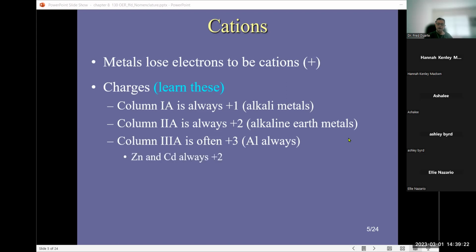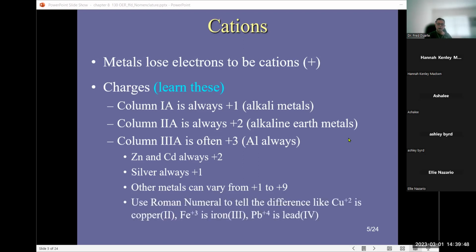Zinc and cadmium always have a +2. Silver always has a +1. Those are the 16 I just mentioned on the periodic table. That means that all of the other metals can vary in oxidation number from a +1 all the way up to a +9. It depends which metal it is.